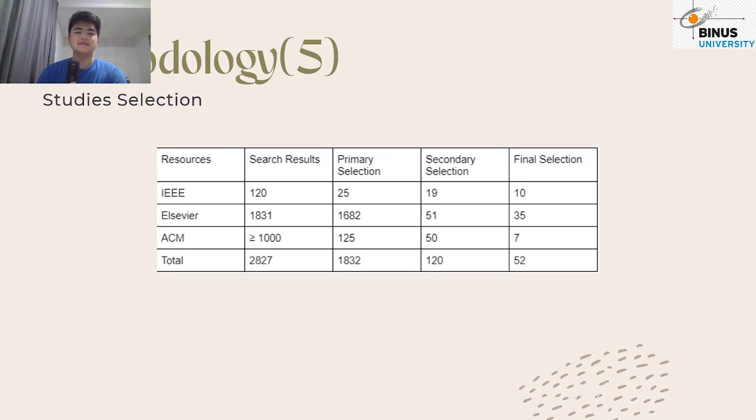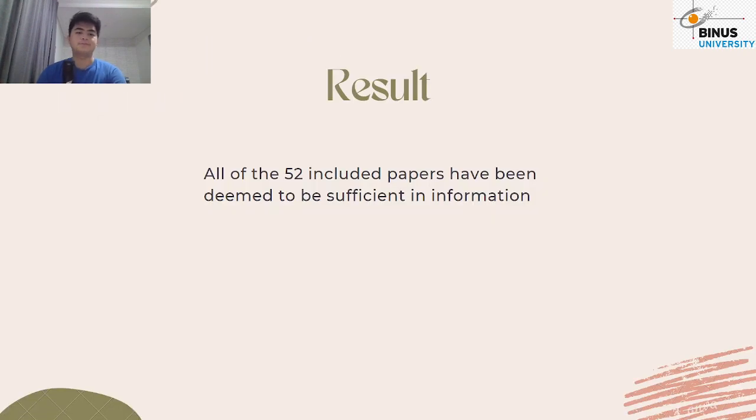Then in the study selection, this is the process where we select those papers using those predetermined criteria. As you can see, by using those criteria, we could filter out from 2827 papers into just 52 papers that we would use to create our SLR.